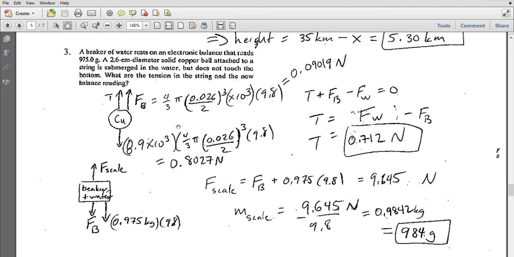For the new balance reading, we could, let's see.